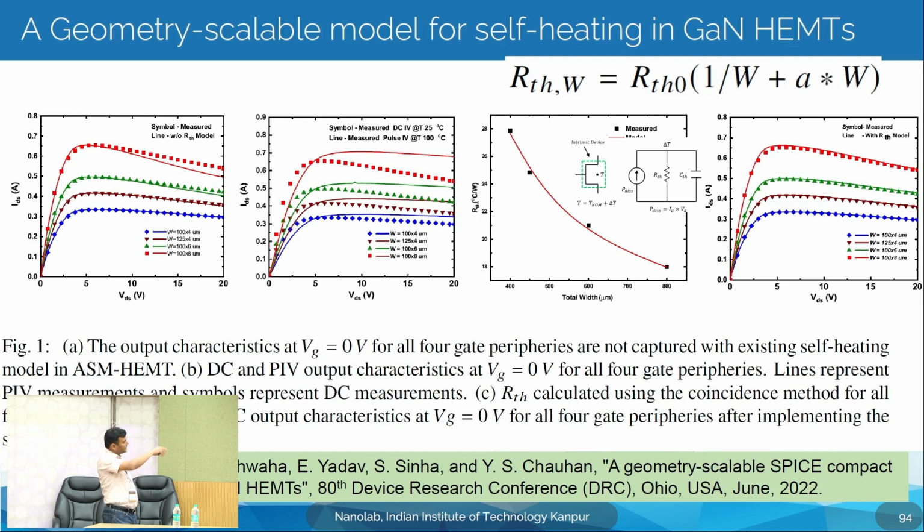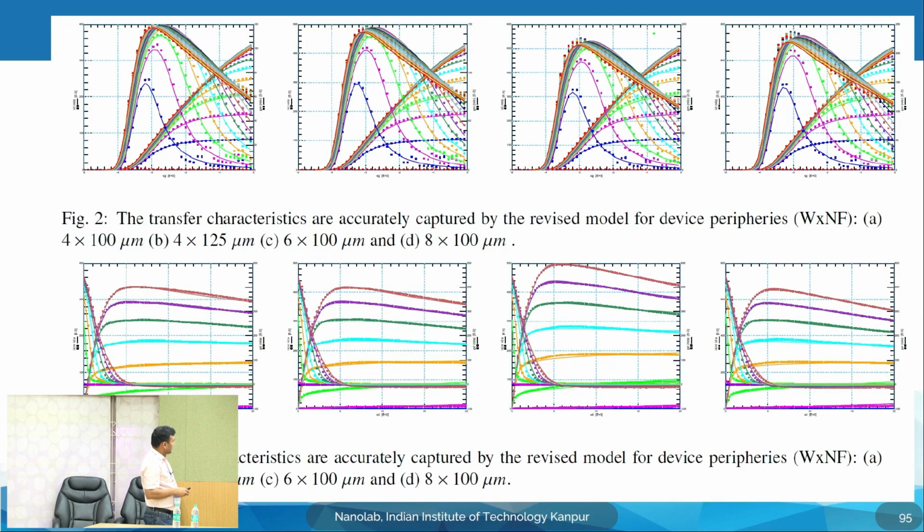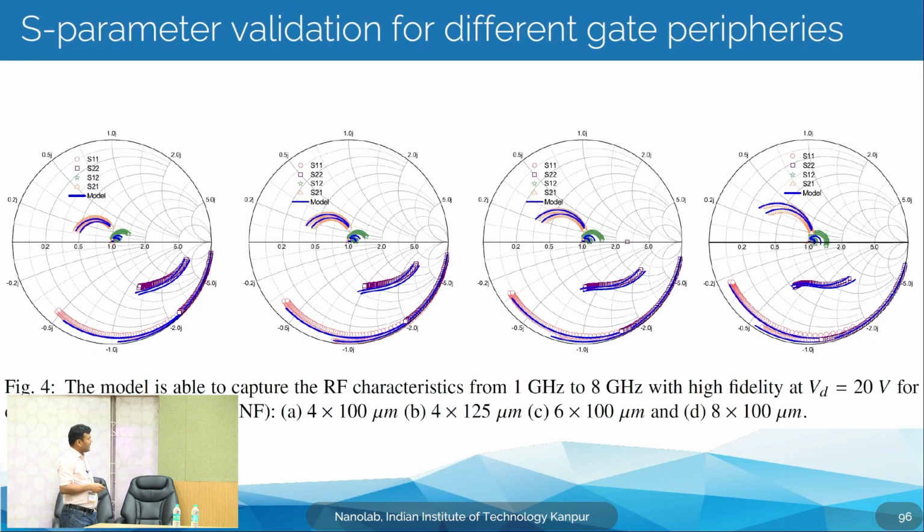So, what we did, we captured that RTH versus the total width, you can see that, right, and then you can see the IDS versus VDS for the 4 different transistors, where the self-heating effect is captured. And then it is further validated on the full set of IDVG, IDVD: you can see the IDVG, GM, IDVD, GDS, all these things, and also the S parameter validation here.